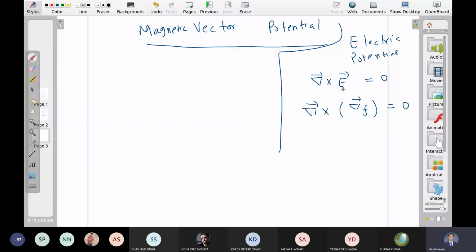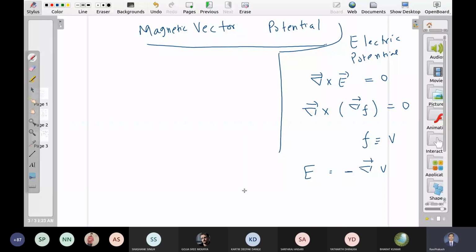If the curl of a quantity is 0, then we can write that quantity as the gradient of some other quantity. So when we have E here, this F will become E, so E is equal to minus gradient of V. There is a minus sign from physical interpretation. Otherwise, things are same.